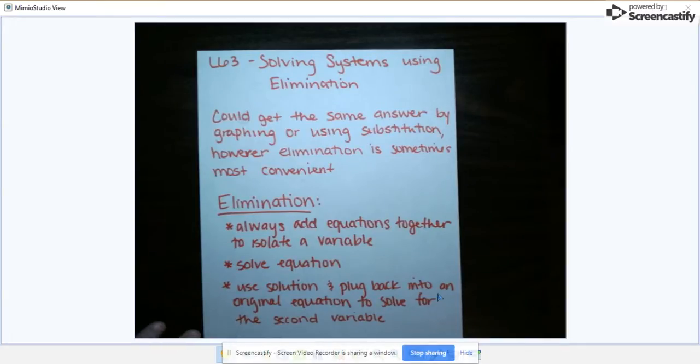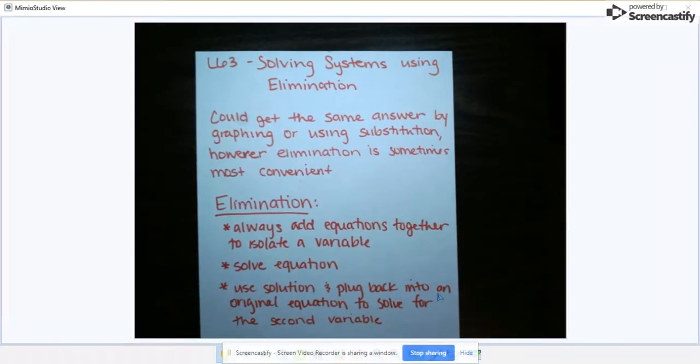All right, we're going to solve systems of equations using elimination. So recently we've graphed to find a solution, and now we learned to substitute, or use substitution. This is just another way to solve that same sort of system of equations, but it's called elimination.